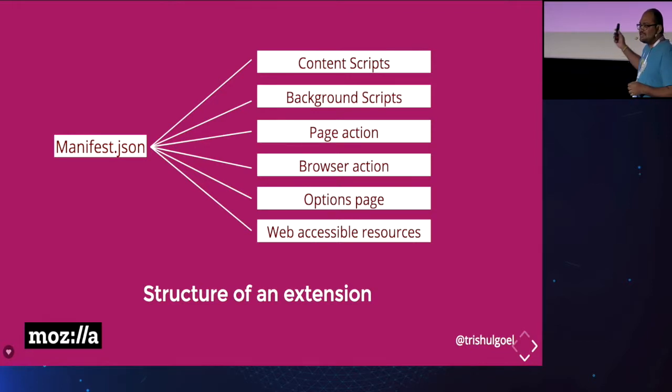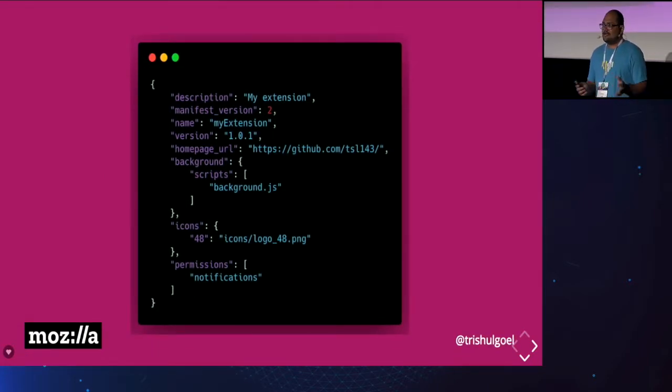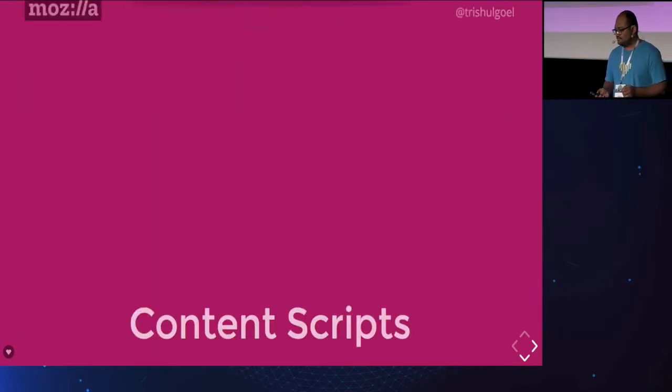So this is the basic structure of an extension. As in every learning curve, we have manifest.json. Basically, manifest.json is a file which has the metadata of the extension: the name, the version, the dependencies, the permissions. Yeah, we have permissions in extensions. Not everything can be installed.